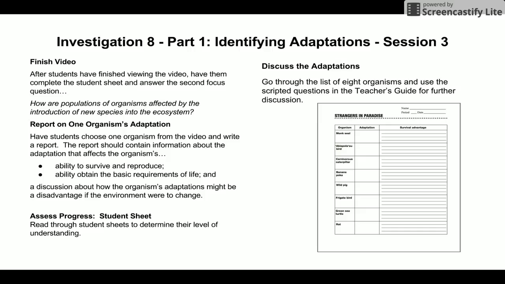Assess progress using the student sheet. Read through the student sheets and determine their level of understanding. Discuss the adaptations. Go through the list of 8 organisms and use the scripted questions in the teacher's guide for further discussion.